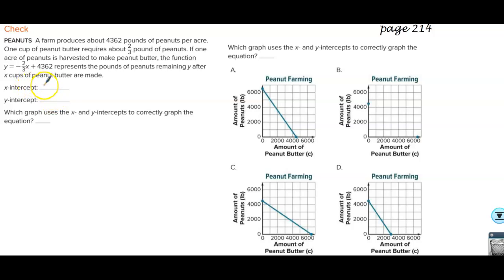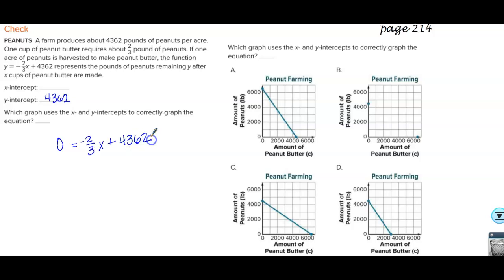Well, the x-intercept is when y is 0, okay? So the x-intercept is going to be when you run out of peanuts, when you have made as much peanut butter as you possibly can make. And the y-intercept is before you have used any peanut butter. Well, before you've used any, you have 4,362 pounds of peanuts, all right? What we need to know is when do we run out of peanuts? So to find the x-intercept, we want y to equal 0. Negative 2/3 x plus 4362.